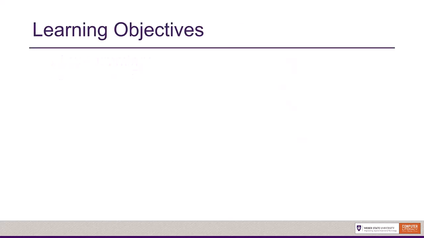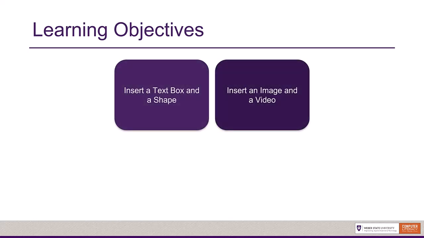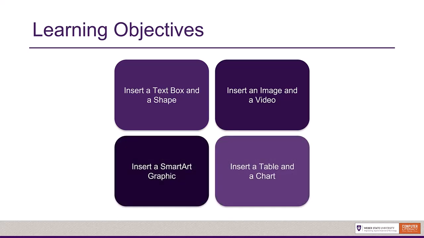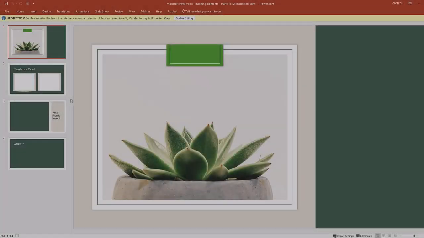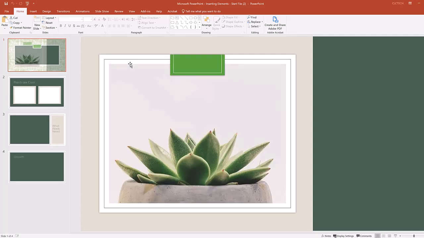In this video, you will insert elements such as a text box, shape, image, video, SmartArt graphic, table, and chart into a PowerPoint presentation to make it look professional. If you'd like to follow along with the instruction, open the Start file bundled with this module. Once the Start file opens, you will see a yellow bar across the top of the presentation with a button that says Enable Editing. Click this button and now you can edit the presentation.